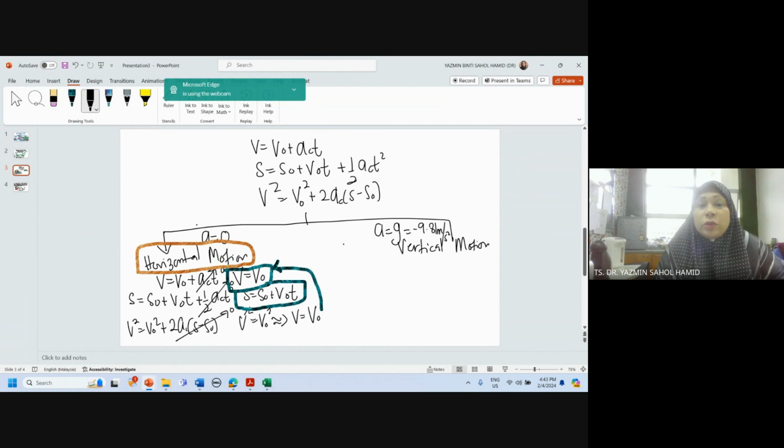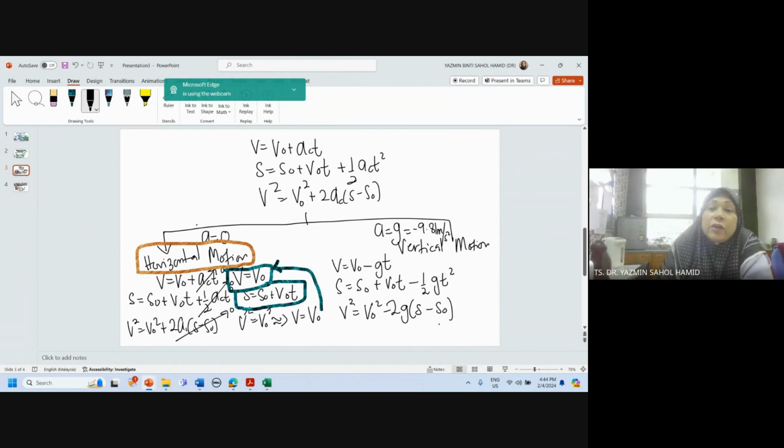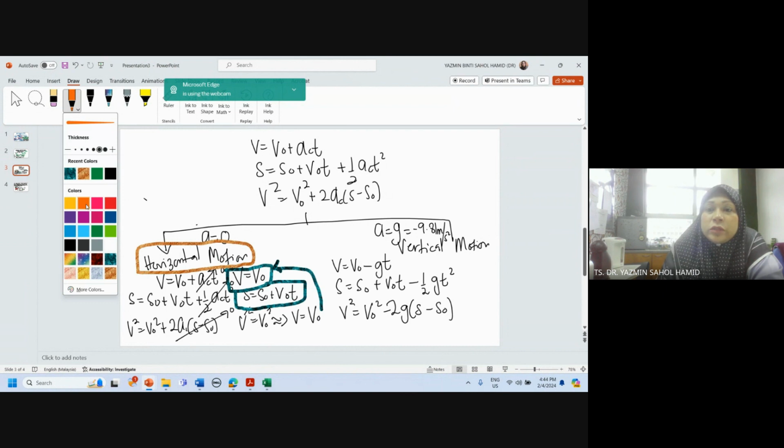So for vertical motion, we will do the same. It will be V equals V naught. Since the acceleration is negative, we can automatically put a negative gt. All right, for the next one, S equals S naught plus V naught t minus 1 over 2 gt squared. And the last one, Danish, can you do for me? V squared equals V naught squared. Yes. Minus 2g(S minus S naught). Yes, that is correct. So for vertical motion, you have another three formulas that you need to remember.